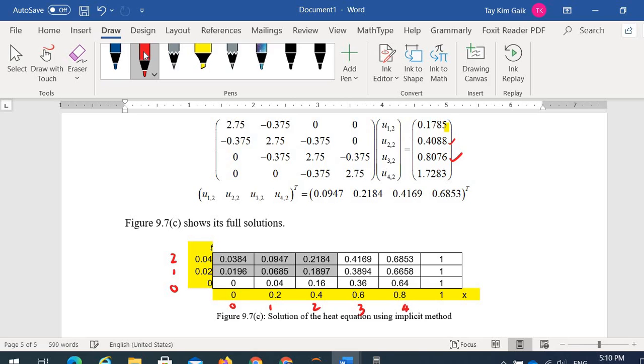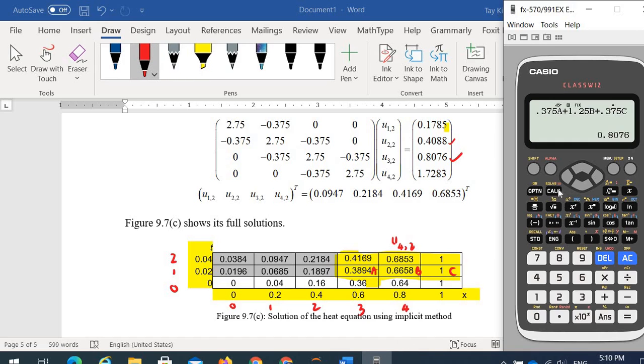Okay. And the last equation, you target the center top at your U42. Then your molecule, okay, the yellow color here. So this is ABC here. A, B, C. Again, A now is 0.3894. B is 0.6658. C is 1.